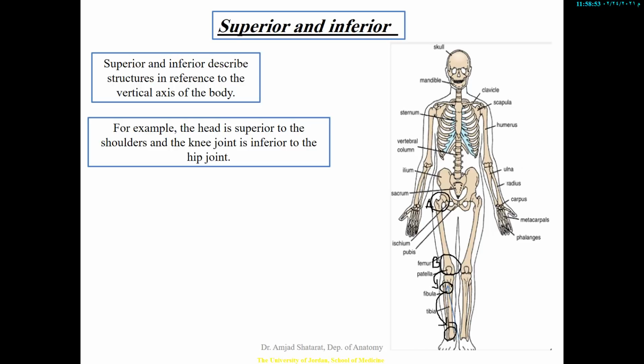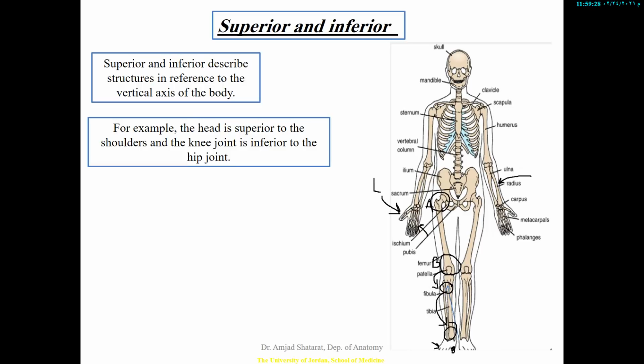Now let's make some quick revision of what is medial and what is lateral. It goes without saying, without any questions, that by default the thumb in the anatomical position is lateral, and the little finger is medial. It's the opposite in the foot. The big toe is medial and the little toe is lateral. All right, then let's talk about this example here.